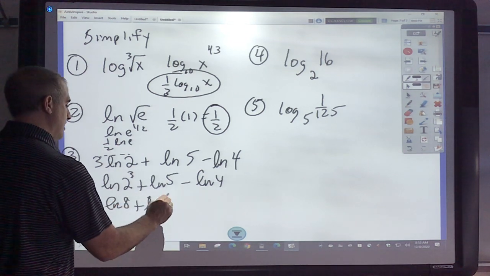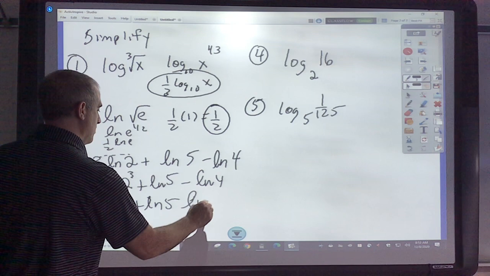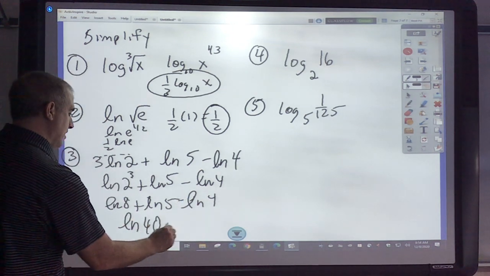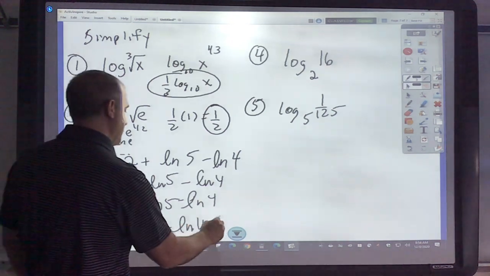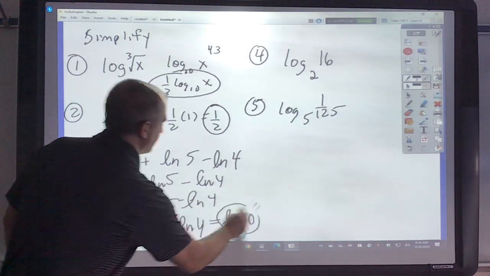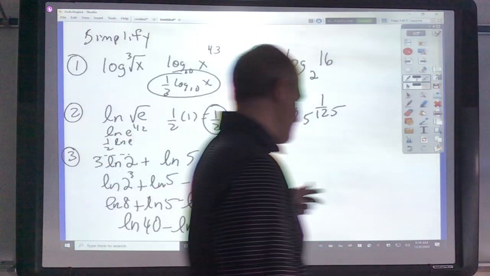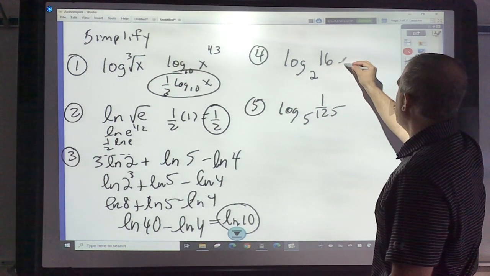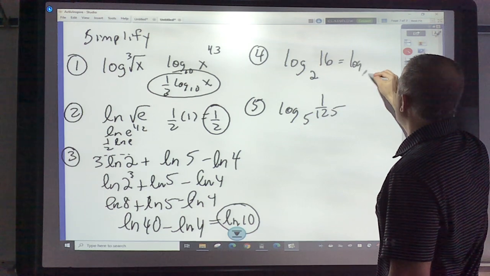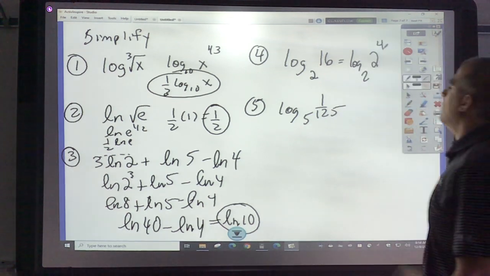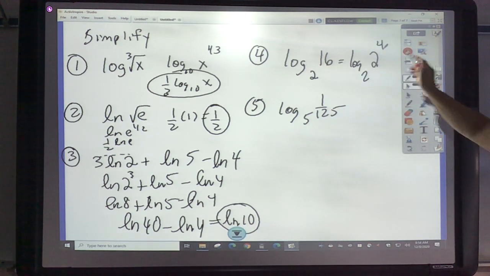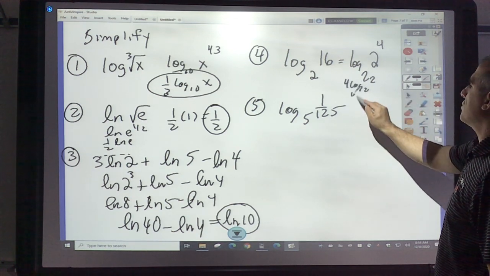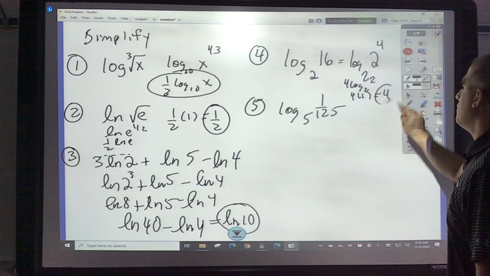Okay, natural log of 5 minus natural log of 4. So I do multiplication first, so that'd be natural log of 40 minus natural log of 4, and then divide those, natural log of 10. Okay, this one, what could I do to what power? Well, that could be written as log base 2 of 2 to the 4th power. So we know that the 4 comes down, and log base 2 of 2 is 1, so the answer is 4.